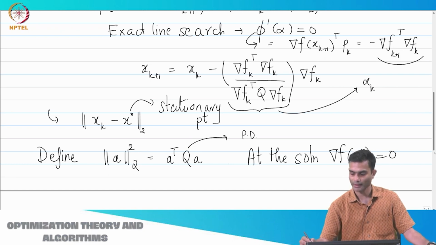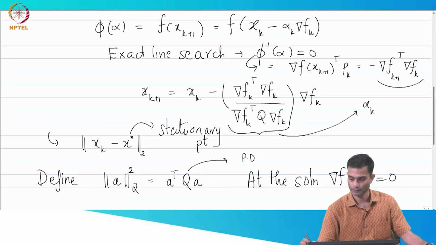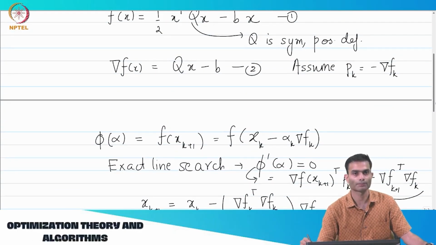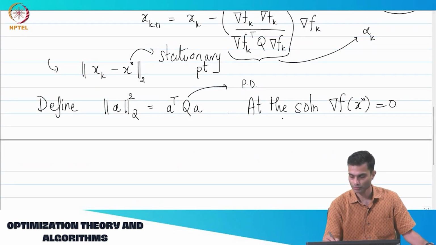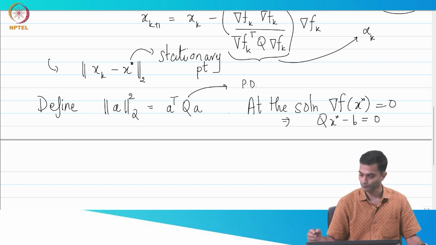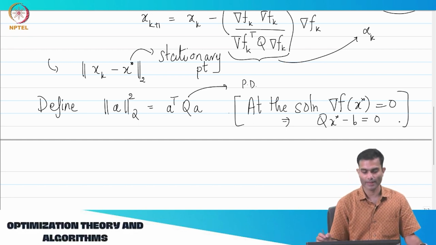Do I have an explicit expression for grad f? We do, right? It's simply qx minus b. So qx star minus b is equal to 0. Okay, so this is just an aside that we will use. Now let's get back to what we're interested in.